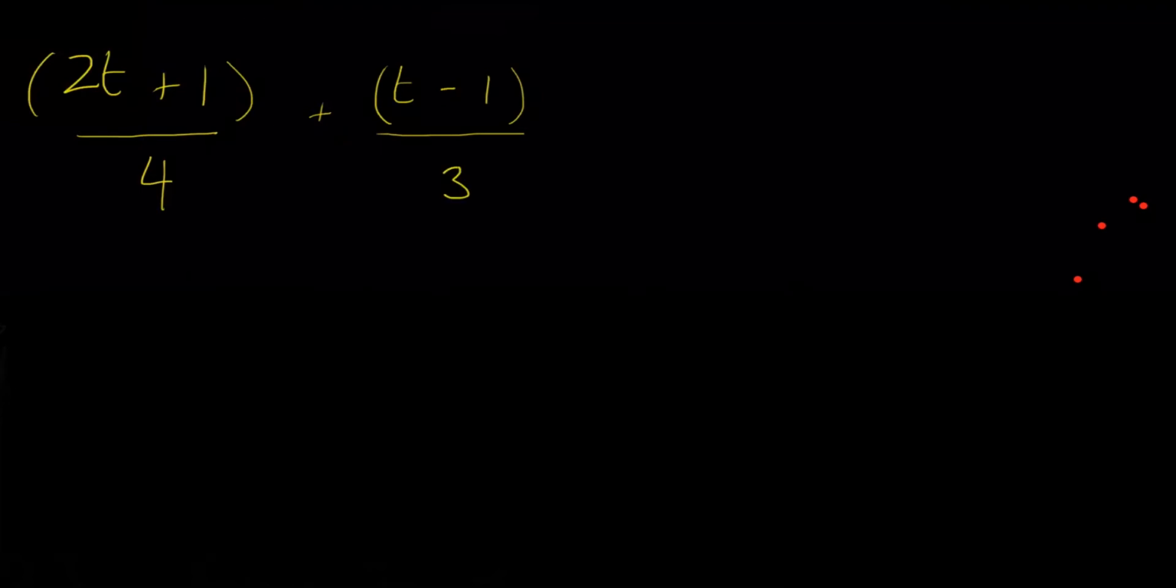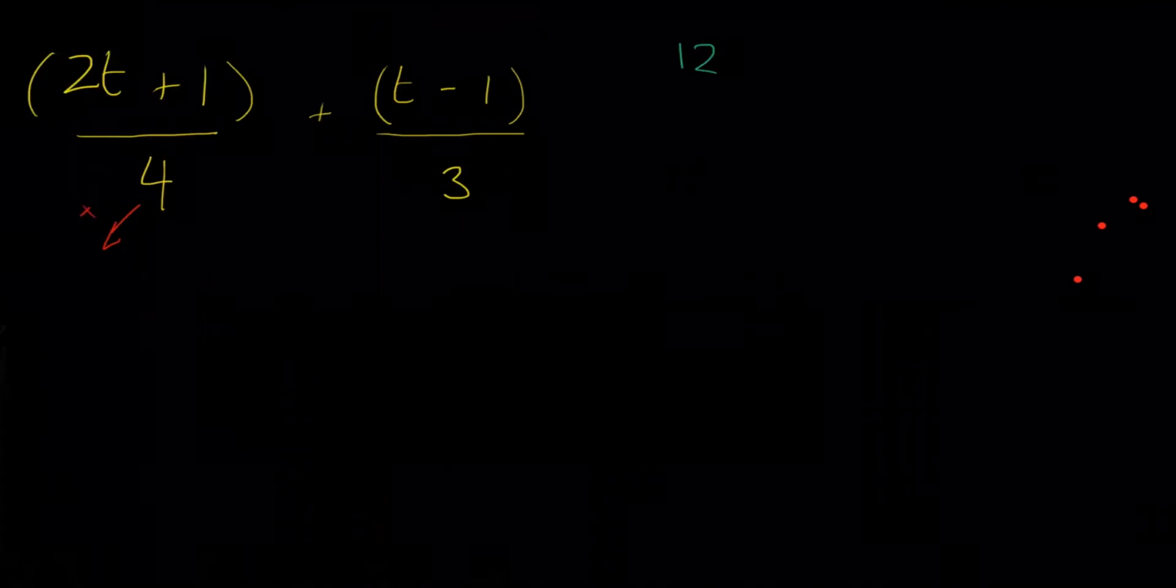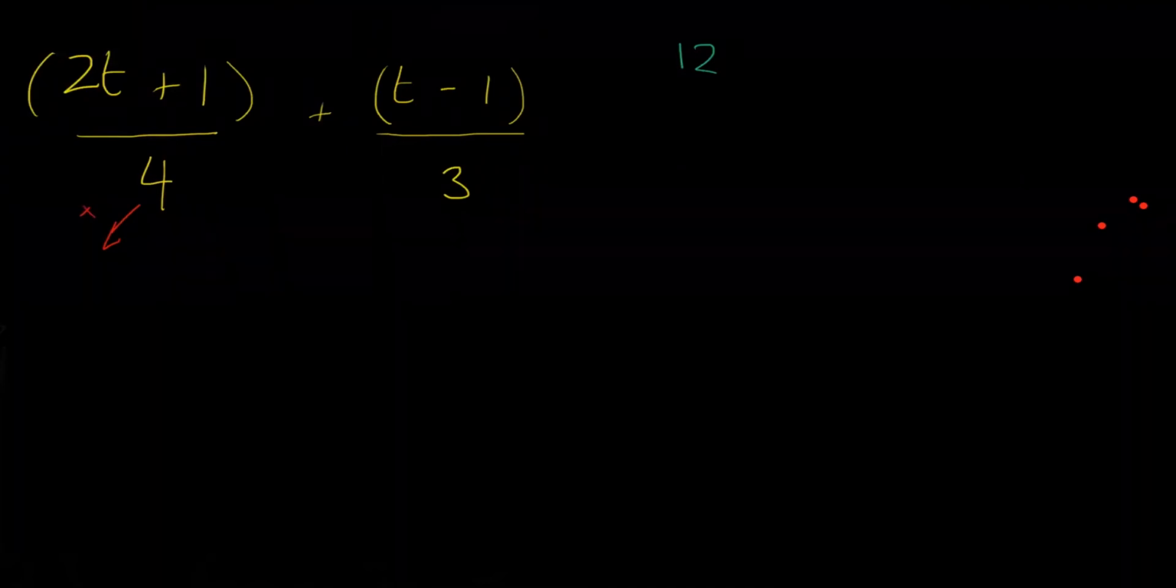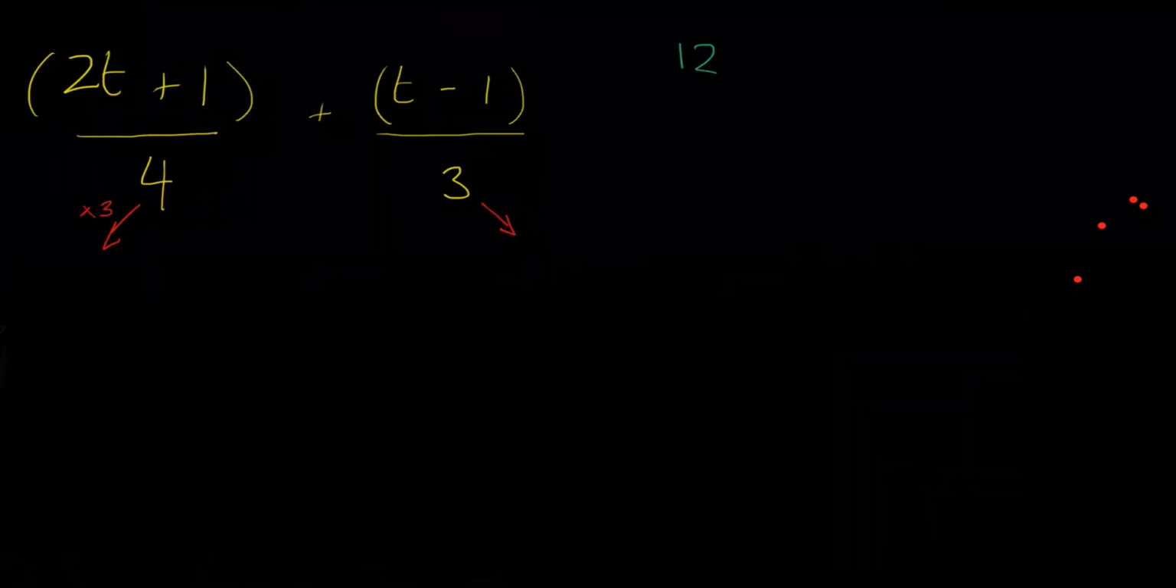Please remember, the principles remain exactly the same, okay? So what's the lowest number that you can think of that can be divided by 4 and by 3? 12. 12, perfect. So in order to get to 12, what do I need to do to this number here? I need to multiply by what? I multiply by 3 and this one by 4. And 4 by 3 and 3 by 4.